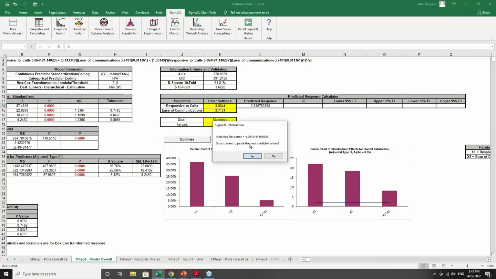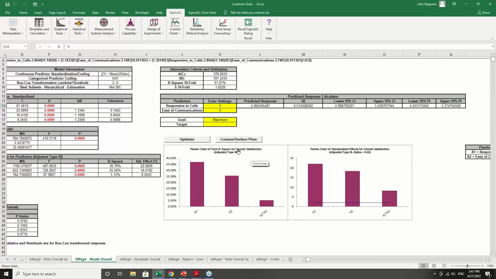This gives us our predicted response of 4.96, and as expected, the predicted maximum satisfaction occurs when responsiveness to calls is 5 and ease of communications is 5.